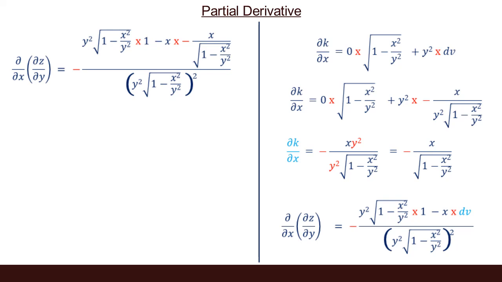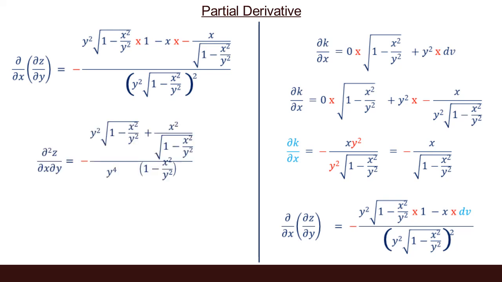Now, let's work on the numerator. Working on the numerator, we have that the second partial derivative of z with respect to x with respect to y is equal to minus, in the numerator we have y squared, open bracket, square root of 1 minus x squared all over y squared, all over 1. You can decide to write all over 1. Then we have plus, here we have minus x multiplied by minus x, it is going to give us positive x squared, then all over square root of 1 minus x squared all over y squared. Then in the denominator, let's open the bracket, the power squared.